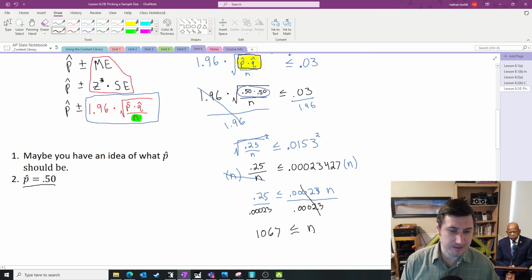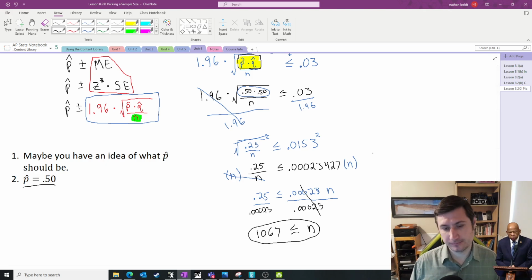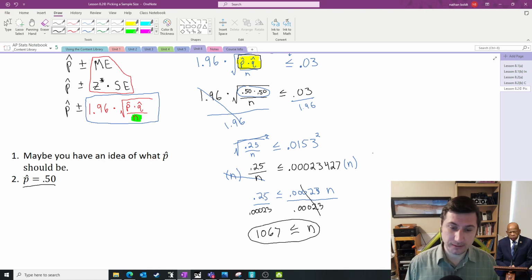No decimals here because these are actual people. You can't have decimal people. All right, so if we are going to do this survey and we want to keep our margin of error less than 3%, we need to have a sample size of at least 1,067 people. So now we're good to do our survey. We know how many people we need so that our results are as accurate or as precise as we want them to be.